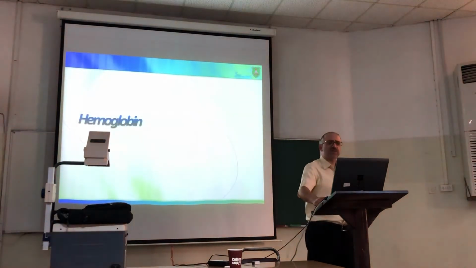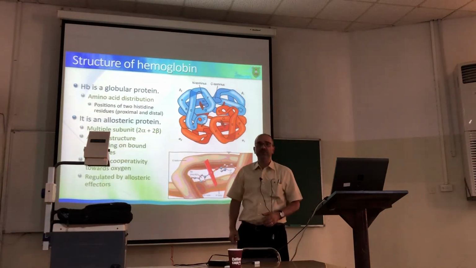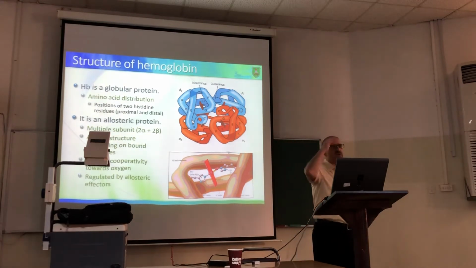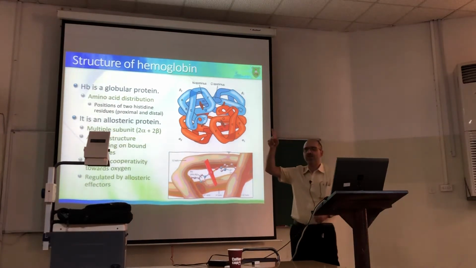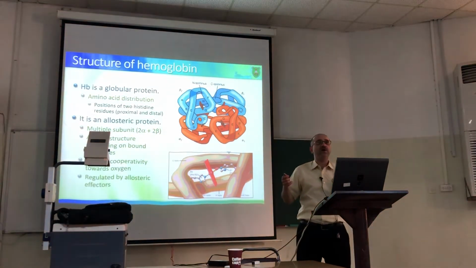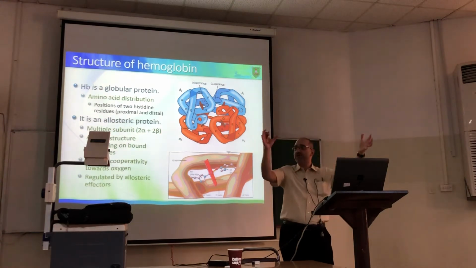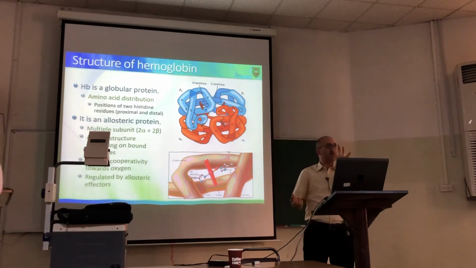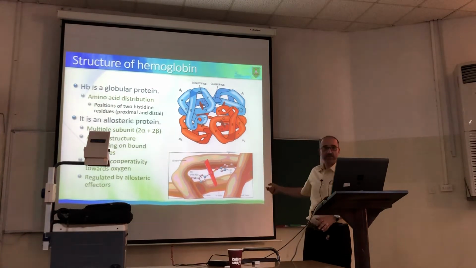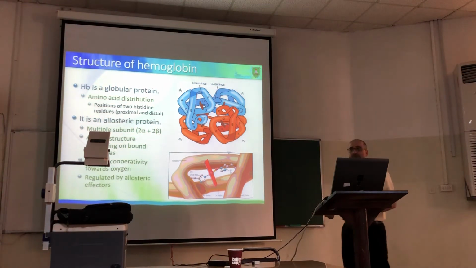So let's move on and talk about hemoglobin. Hemoglobin is a globular protein. Remember, we talked about classification of proteins according to structure. We have 2 types, fibrous and globular. Globular proteins, like hemoglobin, are characterized by having the polar charged amino acids on the surface, and the hydrophobic non-polar amino acids in the core, in the middle. So this is the basic structure of hemoglobin.